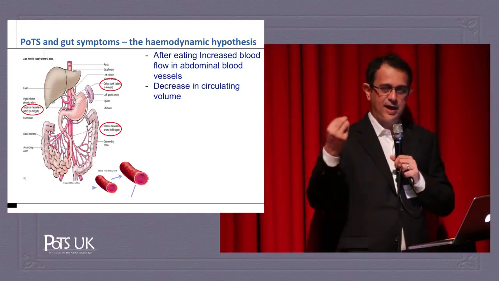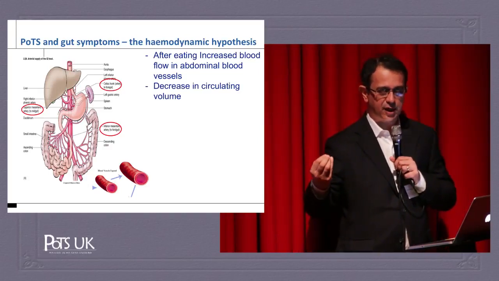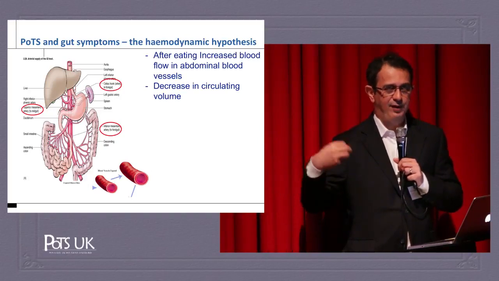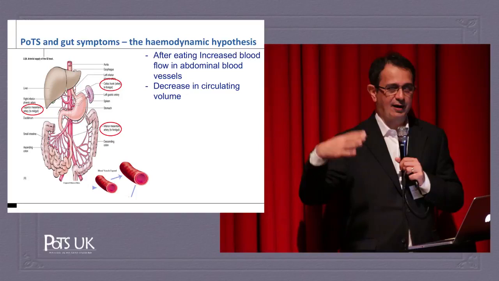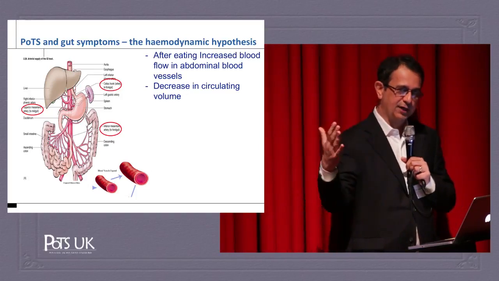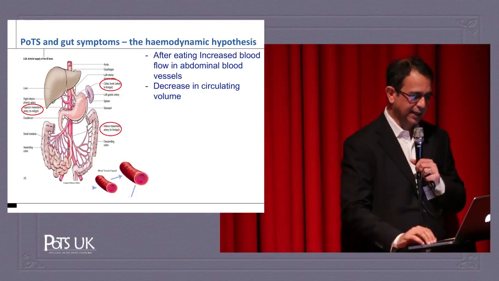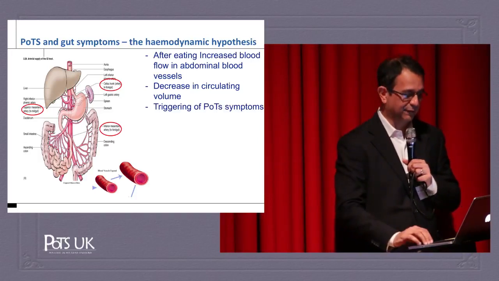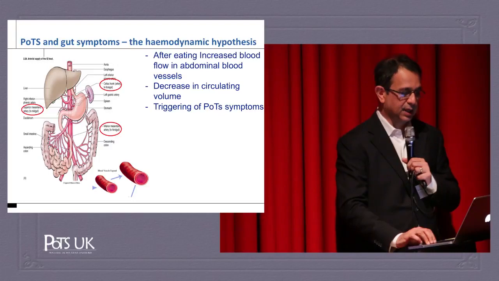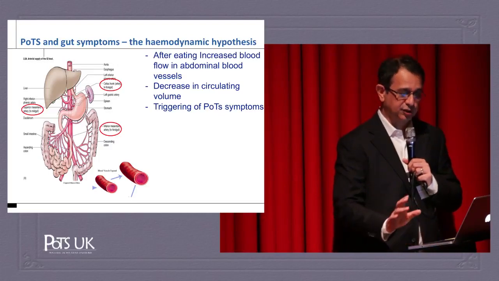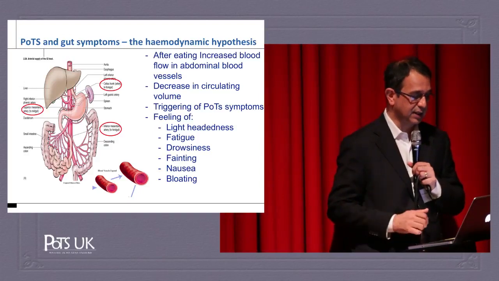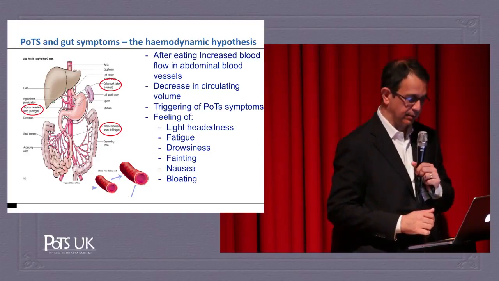And I think that in a subject in whom there is already compromised peripheral circulation, such as in POTS, they have peripheral venous pooling, they have low blood pressure, loss of that circulating volume into the abdominal cavity will produce further hemodynamic effects and consequences. And that may well be enough just to trigger symptoms in a severe patient of feeling lightheaded, fatigue, drowsiness, nausea, and bloating.